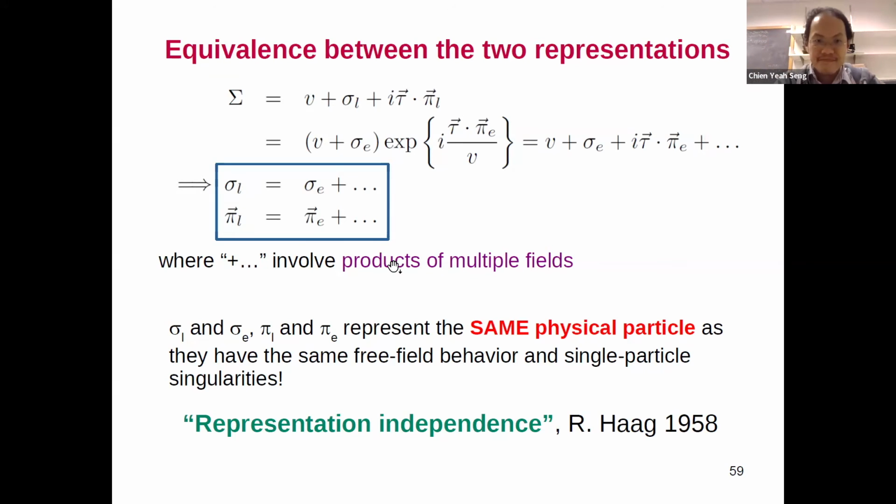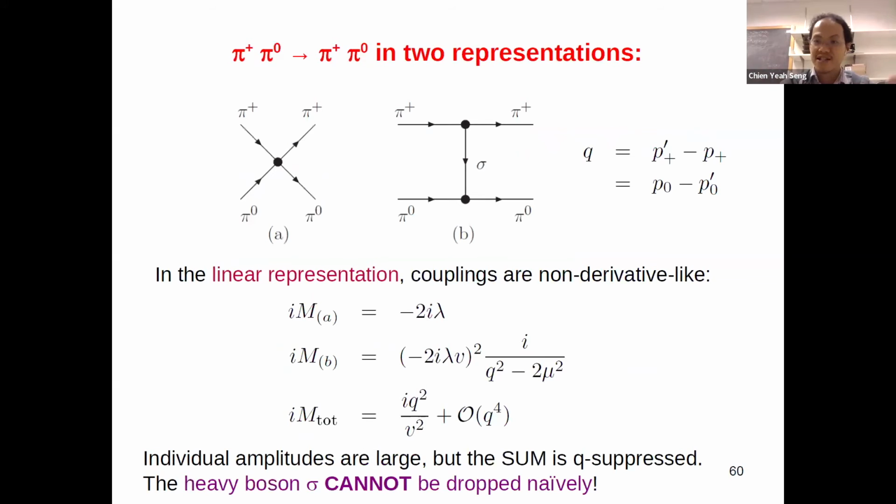So this is the so-called representation independence theorem, namely, if you have field A equal to field B plus something, where the something equals a product of fields, then field A and field B represent the same particle. This is the theorem which was proven by Haag in 1958. So this means that the linear and exponential parameterizations of the big sigma are in fact equivalent, as we can show by computing some observables.